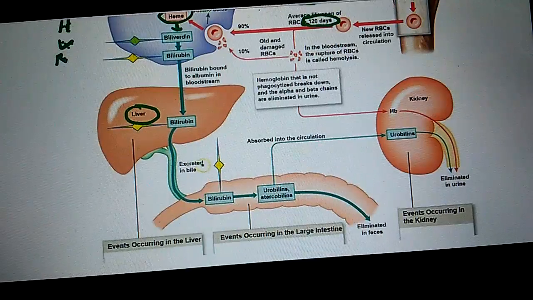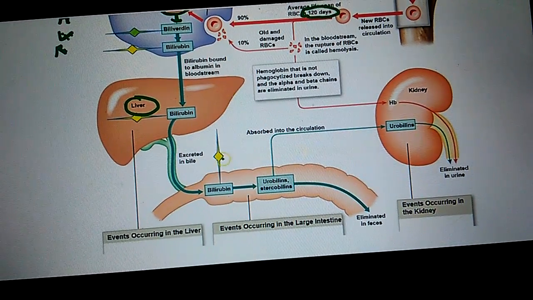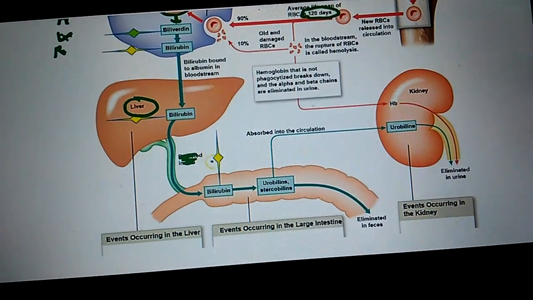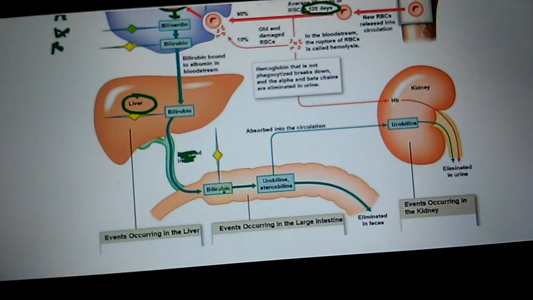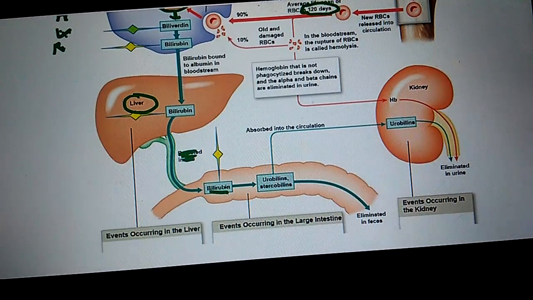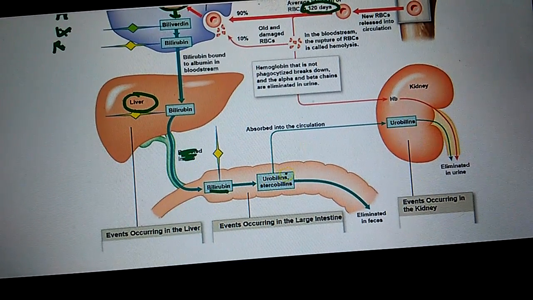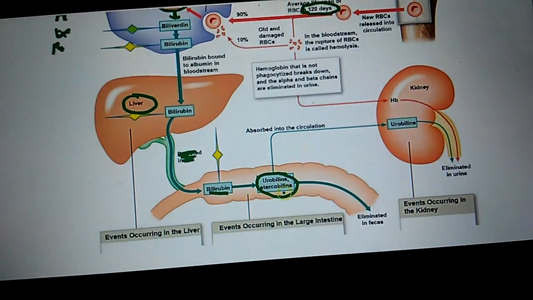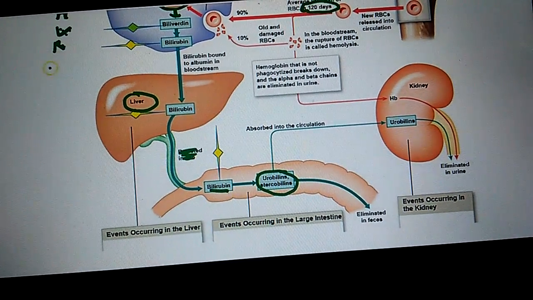Okay. Bilirubin now goes from the liver to the intestines. I don't care about this excreted in bile. We'll talk about that again in the future. Bilirubin is now in the intestines. Bilirubin gets converted into two chemicals by bacteria. What are those two chemicals? Urobilins and stercobilins.